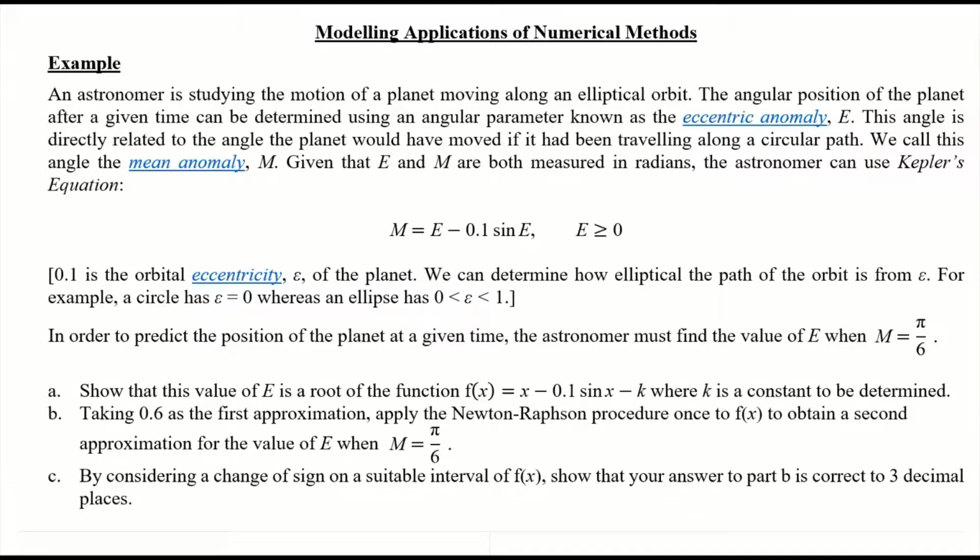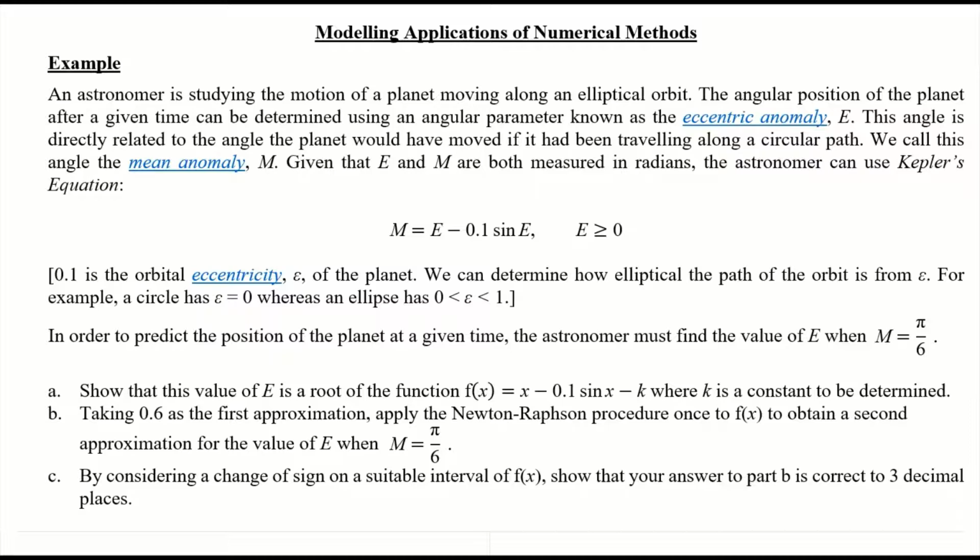And to finish off our work on the Newton-Raphson method, we're going to have a look at a modelling application, and this one comes from astronomy. Now, in astronomy, planets move along elliptical orbits, and I've put some links into this paragraph here if you want to find out more about it. But there's different ways of measuring the position of a planet.